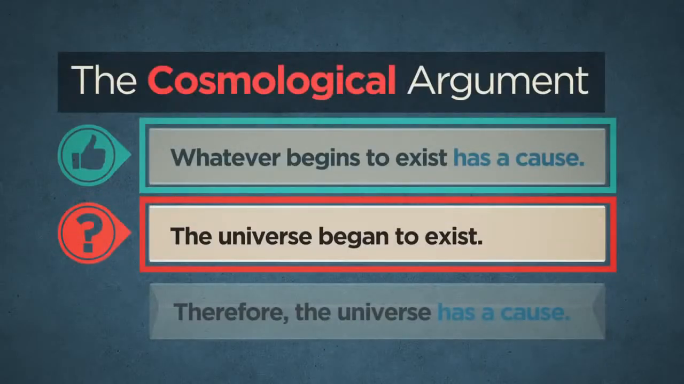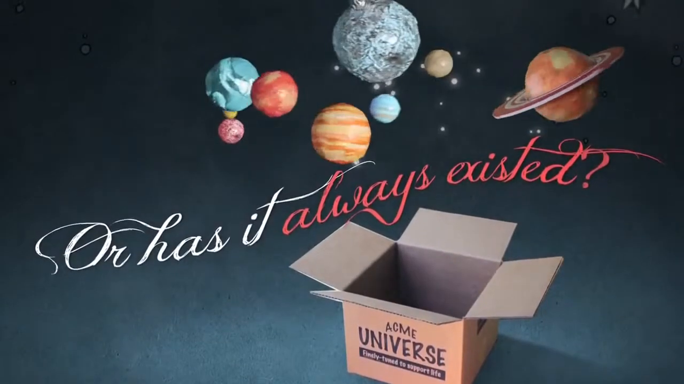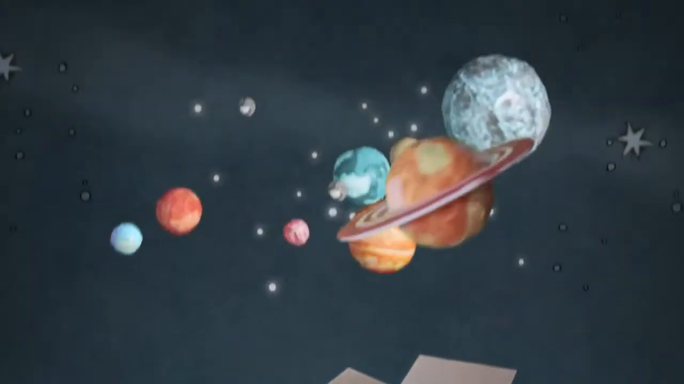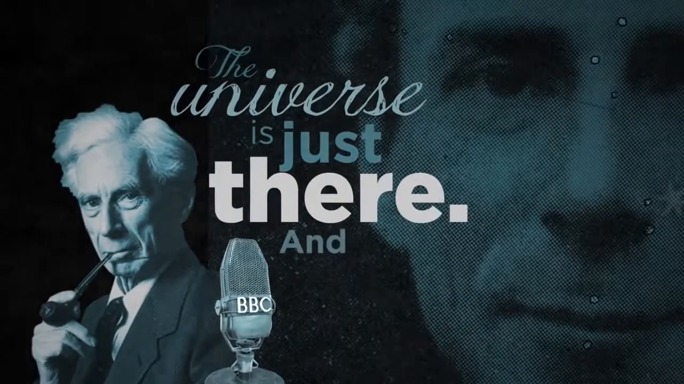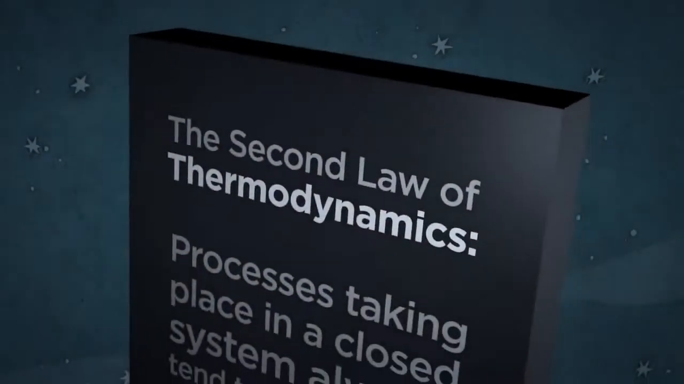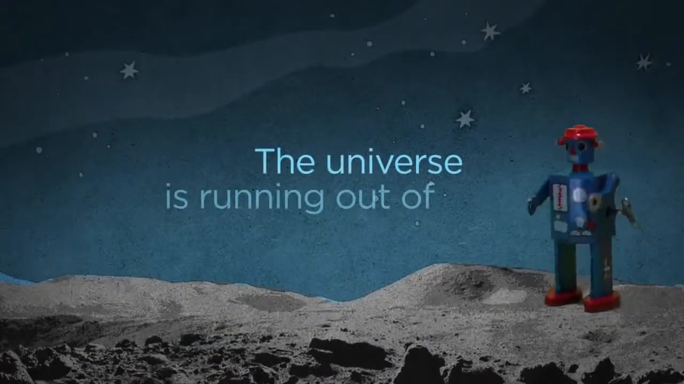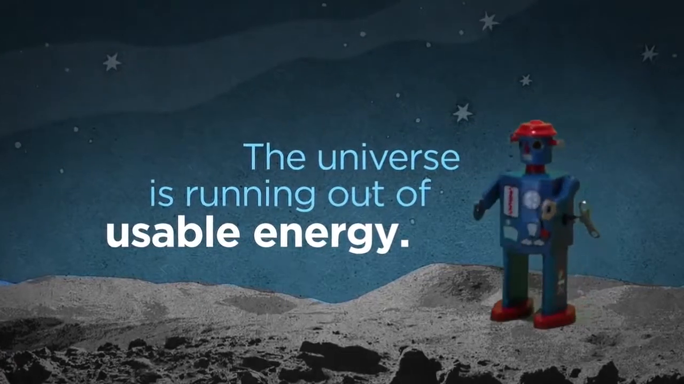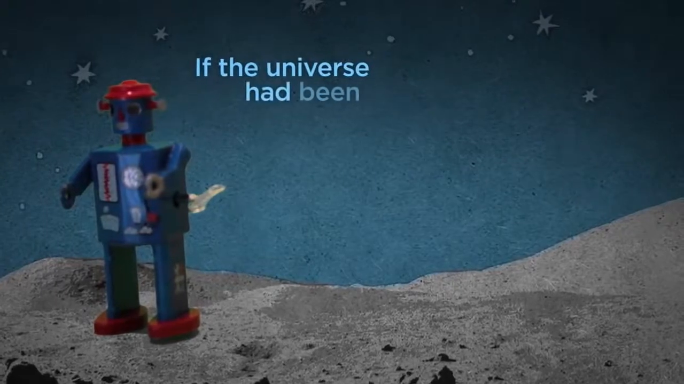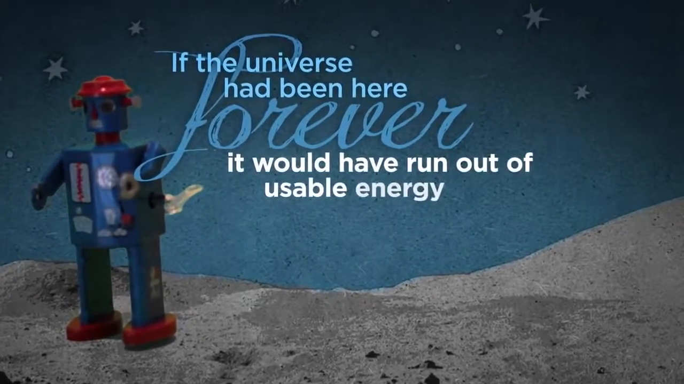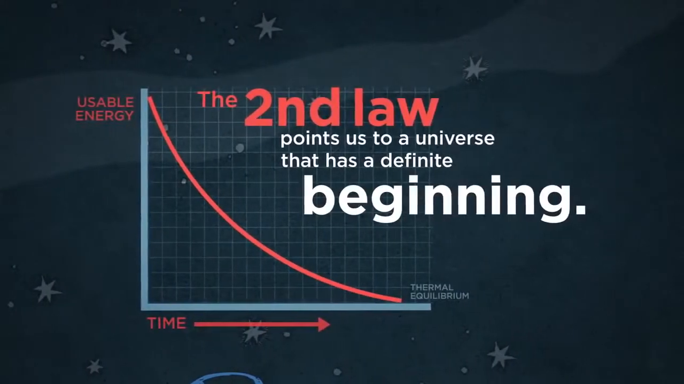But what about our second premise? Did the universe begin, or has it always existed? Atheists have typically said that the universe has been here forever. The universe is just there, and that's all. First, let's consider the second law of thermodynamics. It tells us the universe is slowly running out of usable energy, and that's the point. If the universe had been here forever, it would have run out of usable energy by now. The second law points us to a universe that has a definite beginning.